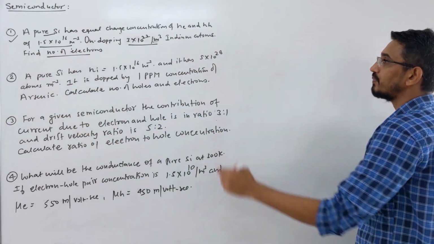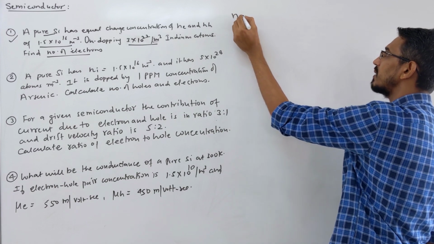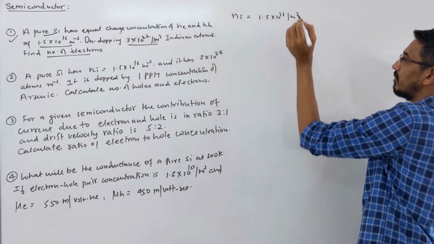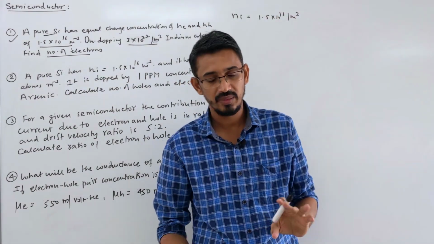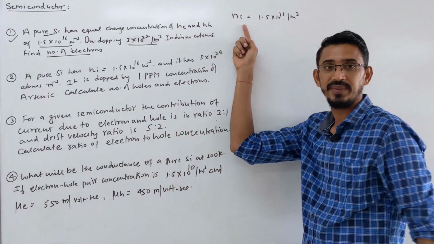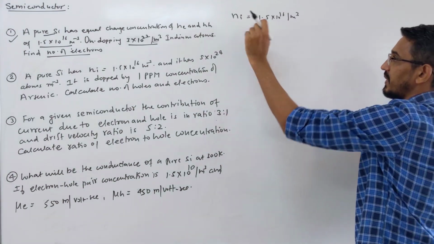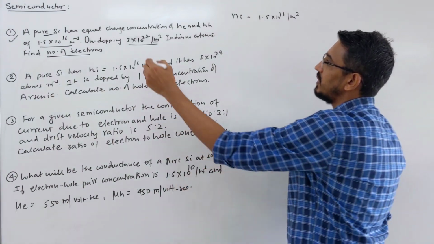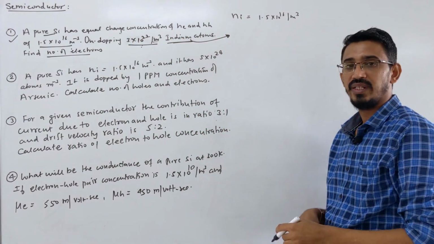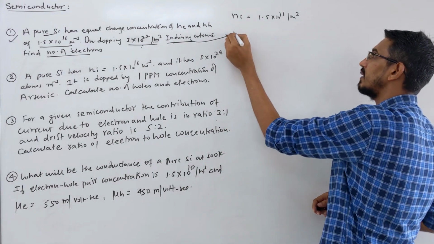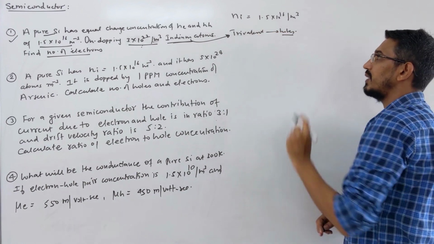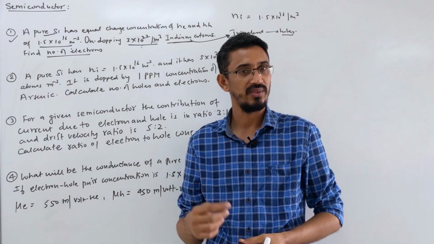Look at what is given to you. For pure silicon, the intrinsic concentration is given as 1.5 into 10 power 16 per meter cube. Pure semiconductor means the number of free holes and free electrons will be exactly equal. We call them by a common symbol, Ni, where i means intrinsic. Now what else is given? This much indium is being doped. What is indium? Indium is trivalent, and trivalent gives holes. Pentavalent gives extra electrons.